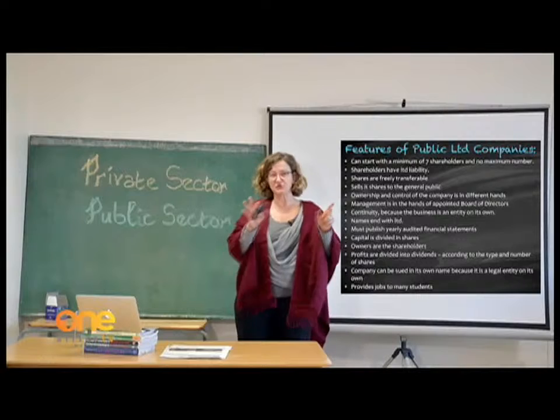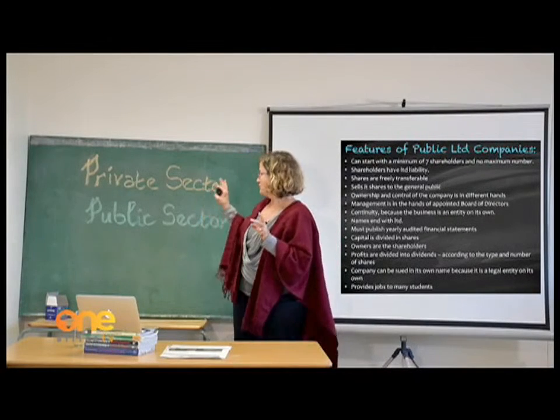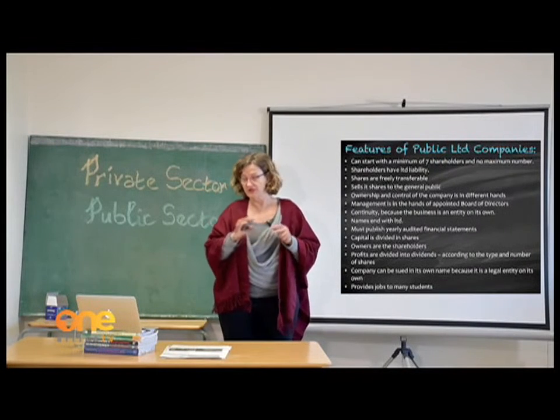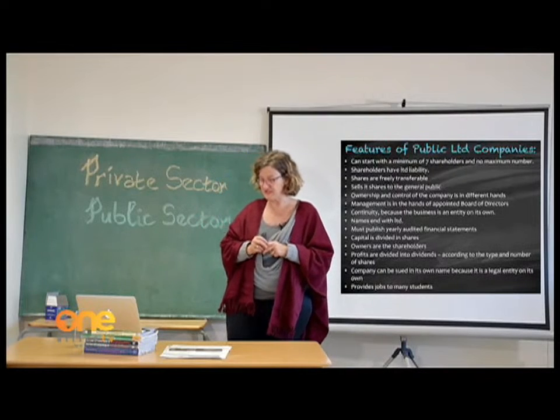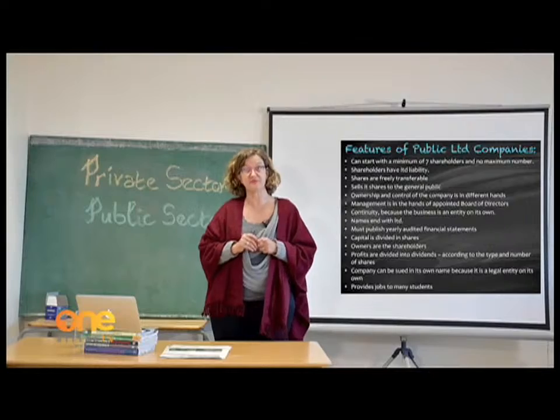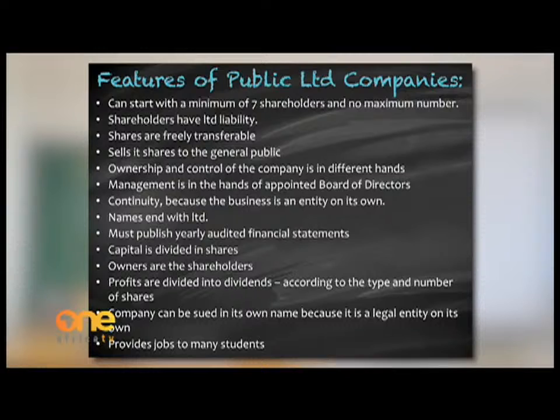You can also get a question, you will later on see, on the difference between when it is a private company and when it is a public company. So we look at the features. Public limited companies can start with a minimum of 7 shareholders. The maximum is unlimited, it can be any amount. And then shareholders will have limited liability. They are not responsible for the debts of the public company.